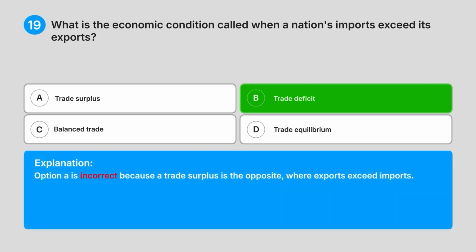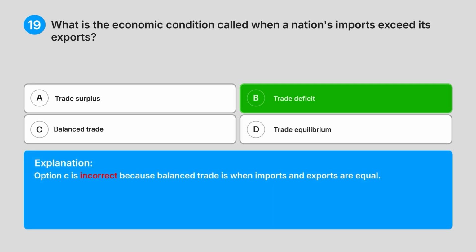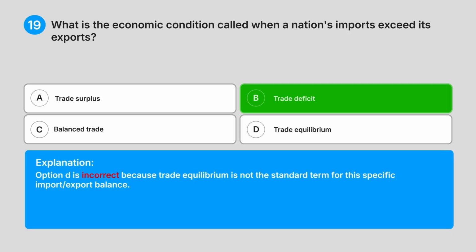Option A is incorrect because a trade surplus is the opposite, where exports exceed imports. Option C is incorrect because balanced trade is when imports and exports are equal. Option D is incorrect because trade equilibrium is not the standard term for this specific import-export balance.